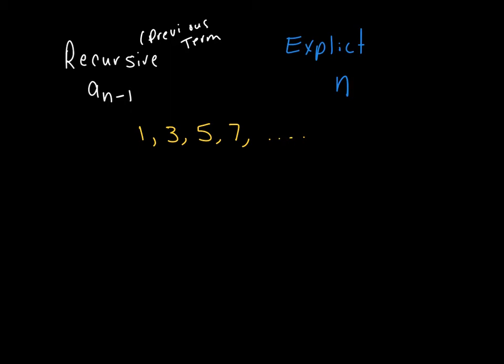So for a recursive formula, you always start with the first term. The first term here is 1. And then the next term, you always have to have the previous term, and that n minus 1 is the previous term. That's always what that means. What is the term before? And then what is this doing? It's adding 2. So that's how you would do the recursive formula.